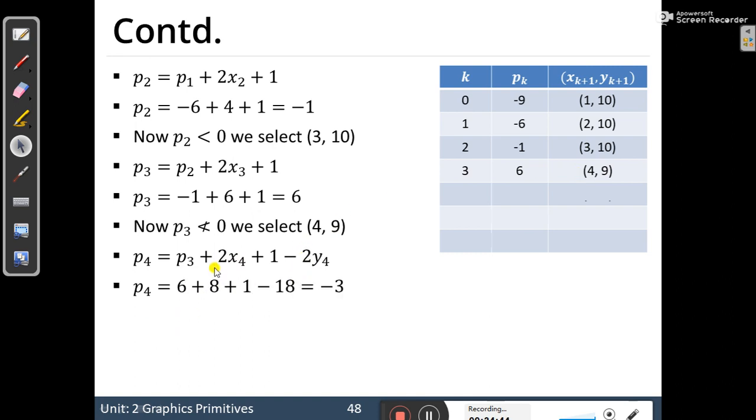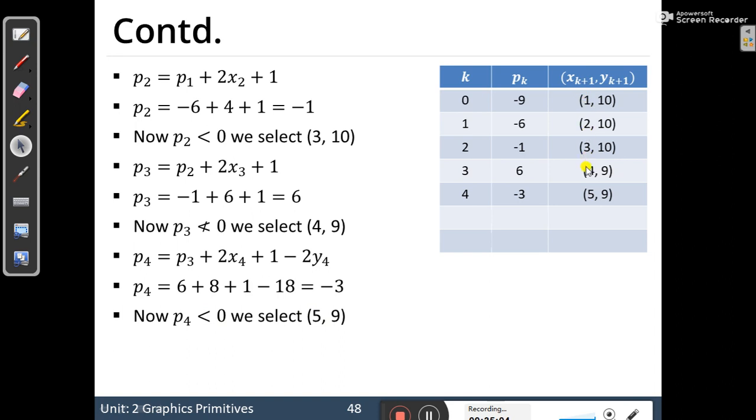Okay, in that way we can find minus 3. Here you can see p3 is this one, x4 is this one, and y4 is this one. Now again this is coming minus 3. So now we'll take this minus 3, this is less than 0, then we'll increment (5, 9).